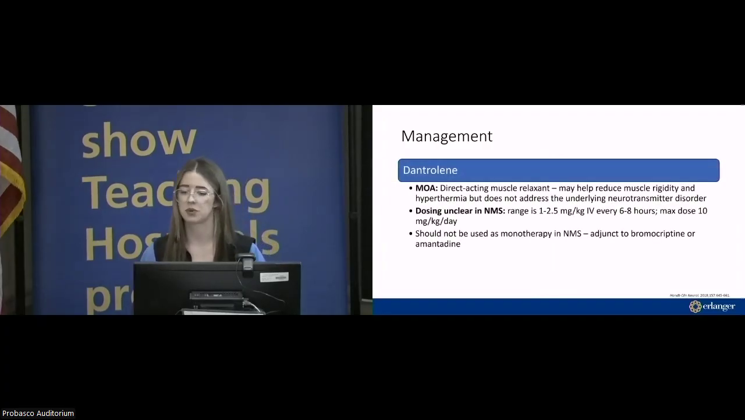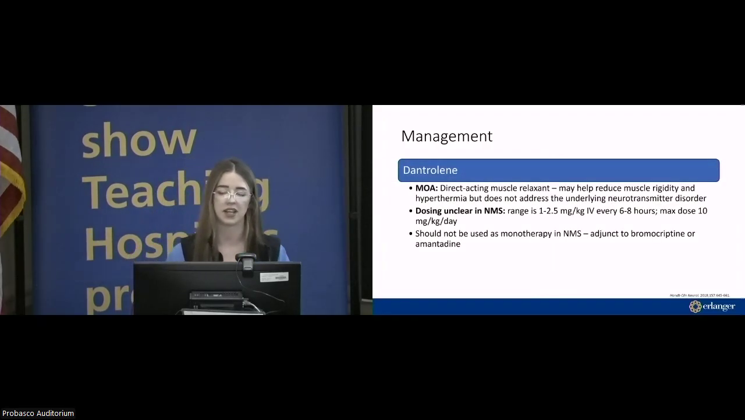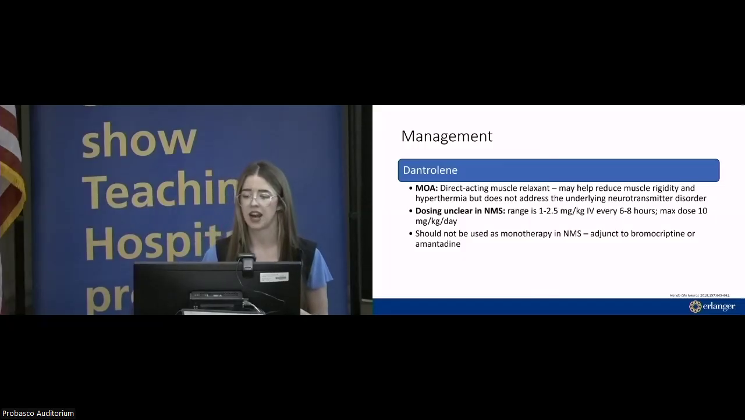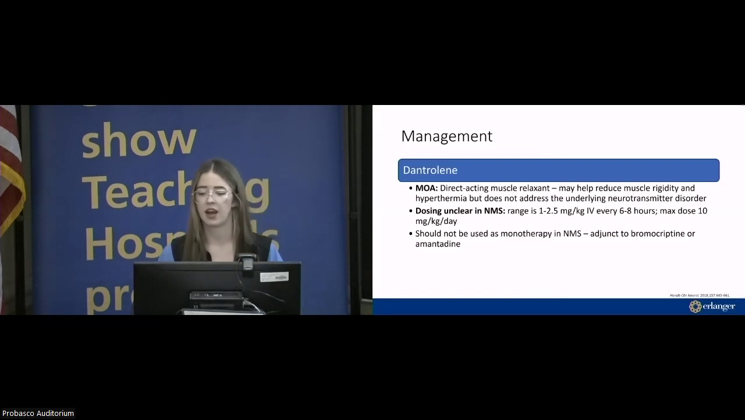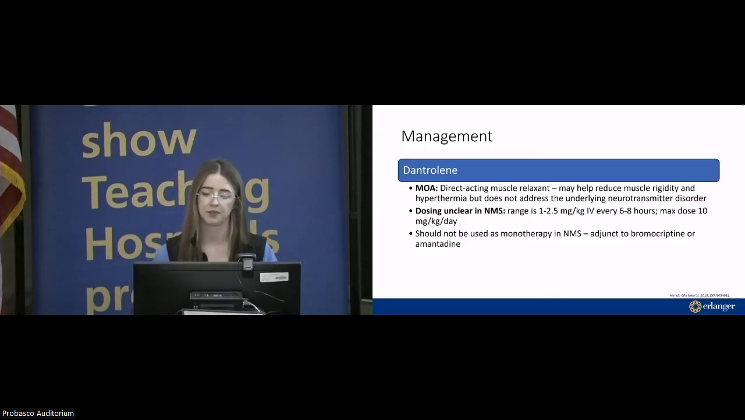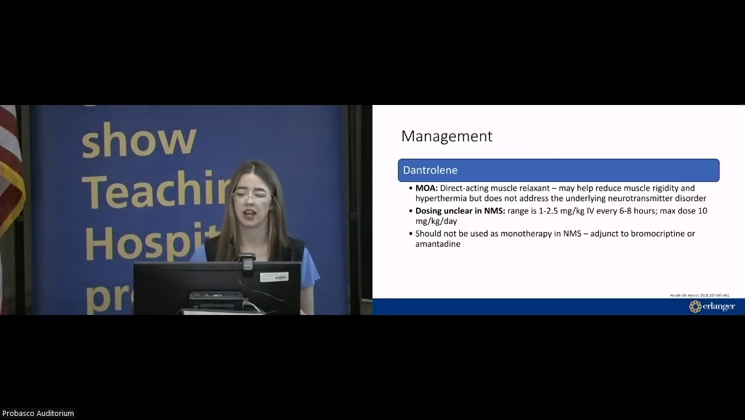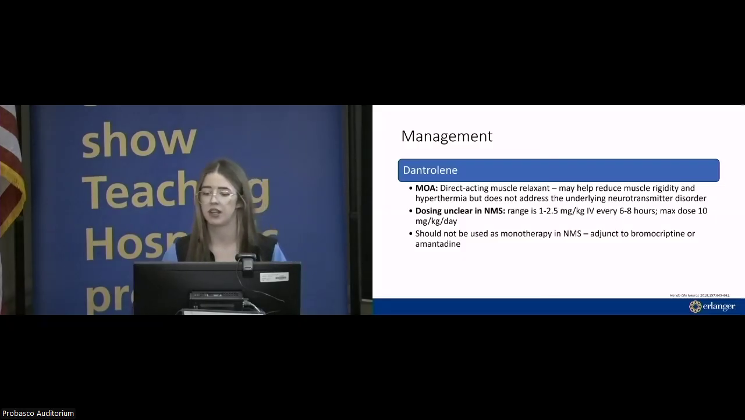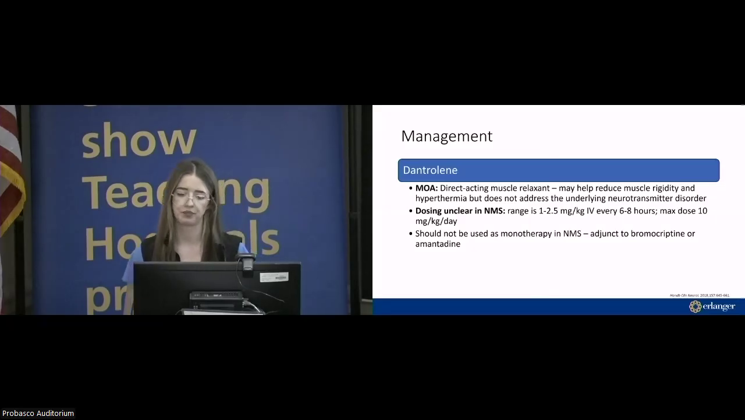Dantrolene, which we discussed with malignant hyperthermia, can also be used as an adjunctive therapy in NMS. Its mechanism is direct skeletal muscle relaxation through inhibition of calcium release from the sarcoplasmic reticulum, like we discussed, which may reduce the rigidity and hyperthermia seen in NMS. However, it does not address the underlying dopaminergic deficit, so it should not be used as monotherapy.